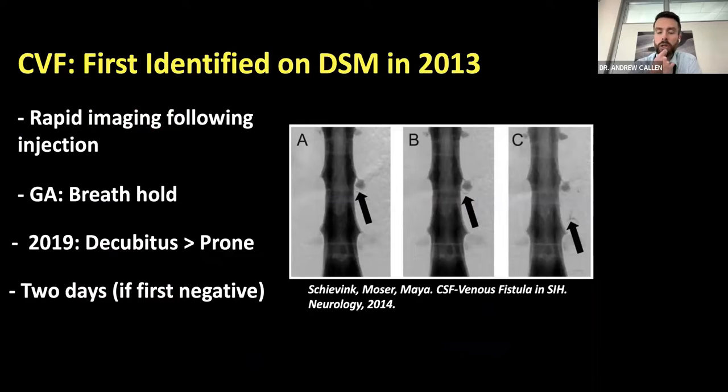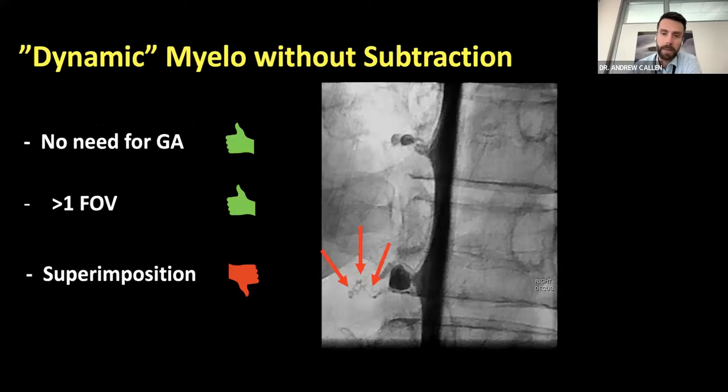position, but it was very shortly thereafter realized that putting patients on their side resulted in a much increased yield of finding these fistulas. They were using general anesthesia with a breath hold technique, and because of DSM's limitations with the digital subtraction, if the first side was negative, the first side down you chose, they would repeat it on the other side.